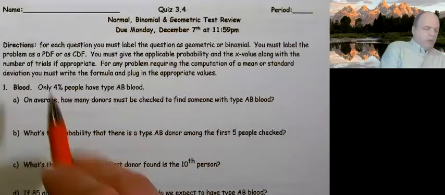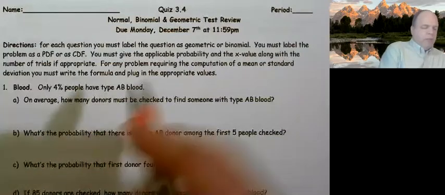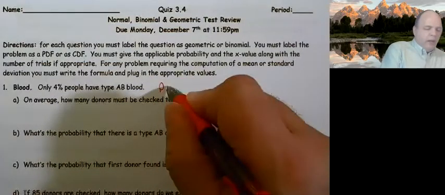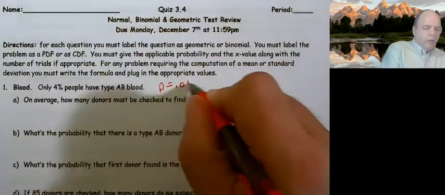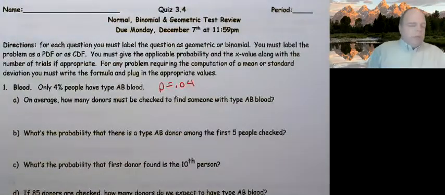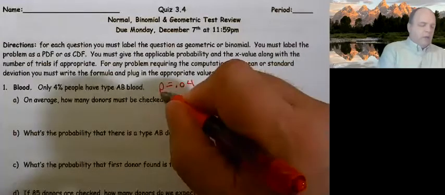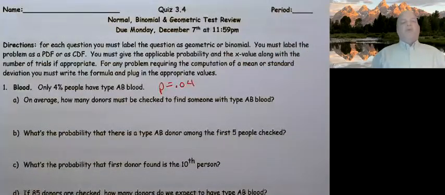Well, first off, it says only 4% of people have AB blood. So the probability that someone has AB blood is 0.04, all right? The probability they don't have it is going to be 0.96, or 1 minus that. So the probability they have AB blood is 0.04. So on average, how many donors must be checked to find someone with type AB blood?